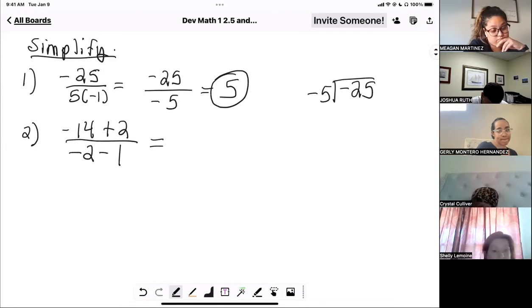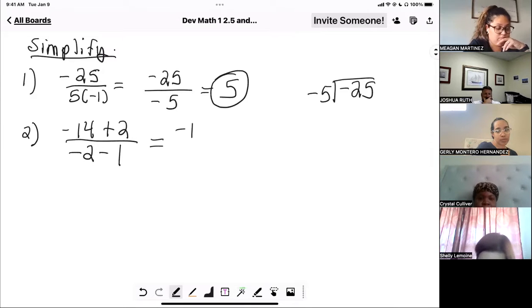Well, they're different signs, so I subtract them, which is 12, but 14 is bigger, so it's going to be negative 12. And I'm going to simplify the denominator. Negative 2 minus 1 were the same signs, so I add them and keep the sign, so it would be negative 3.